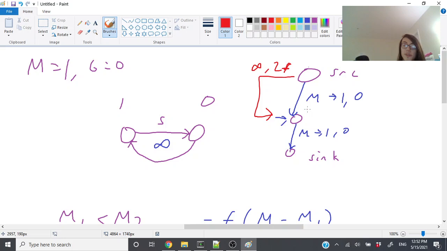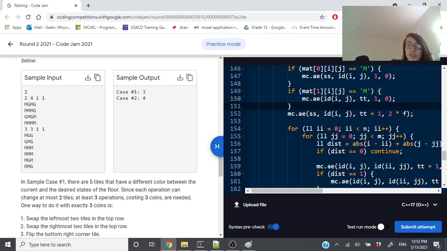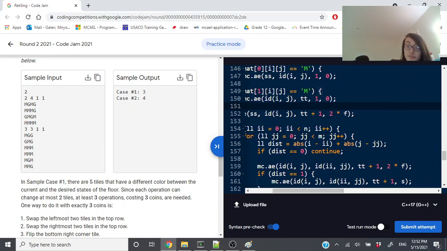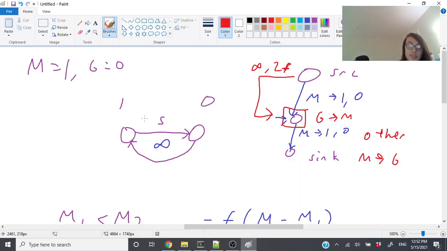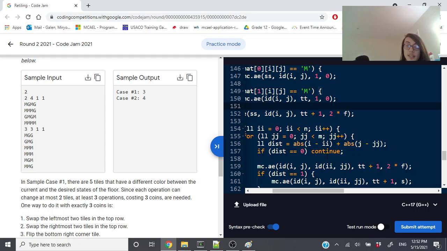So we add an edge from here to here with cost 2f, representing that we flip this node from G to M, and then later we flip some other node from M to G. But again, we don't care about which. We just need to satisfy the flow network. Then we add the adjacent cells. If two cells are adjacent, we flip them with cost S.